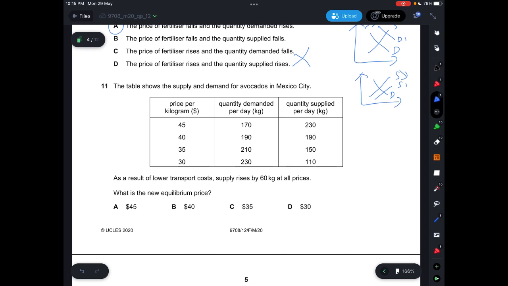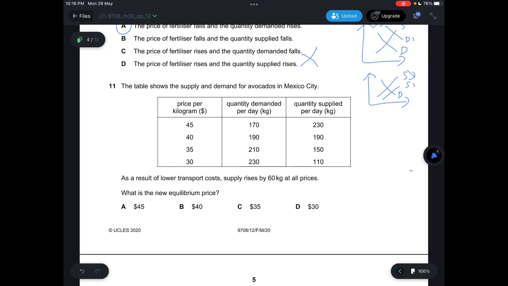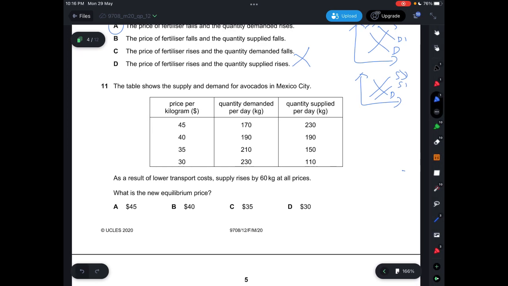So when there's a supply rise of 60 kg, we have to add 60 to everything here. So for example, 230 plus 60 will be 290, 190 plus 60 is 250, and then 150 plus 60 is 210, and then 110 plus 60 is 170. So you can see that the new equilibrium price would be the one with the same demand and the same supply. So this would be $35. So the answer is C, because the quantity demanded is 210 kg, and the quantity supplied is also 210 kg. All right.